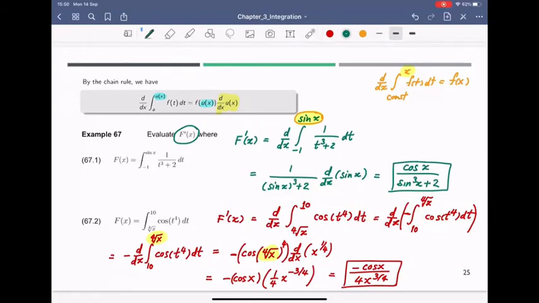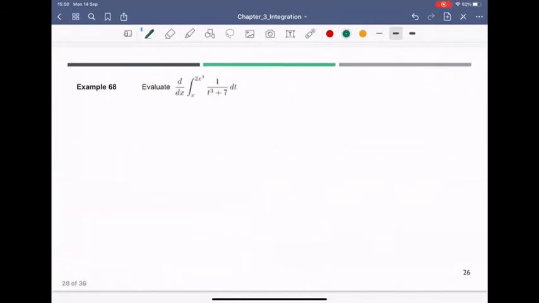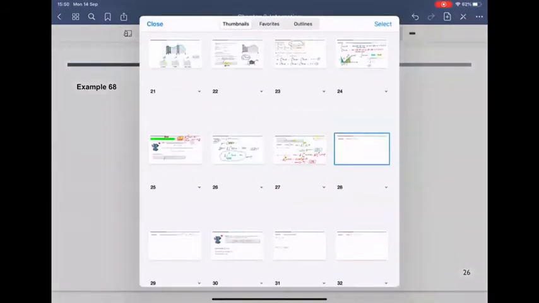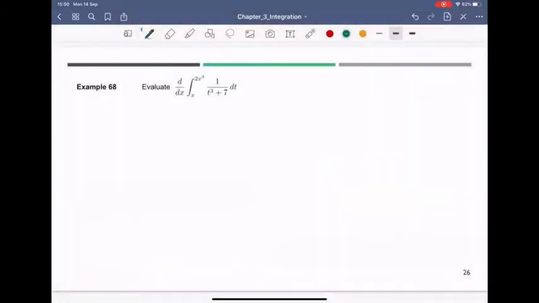So we're going to move to example 68. Okay, two more for the first fundamental theorem of calculus, and then we're going to move to the second part, and then we're going to stop at about 4:15 to 4:20 today. So let's look at example 68, another one.